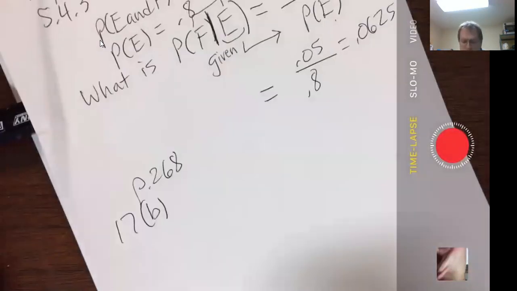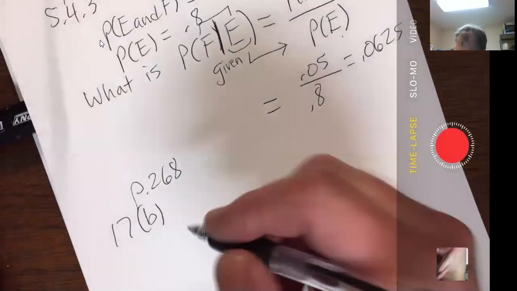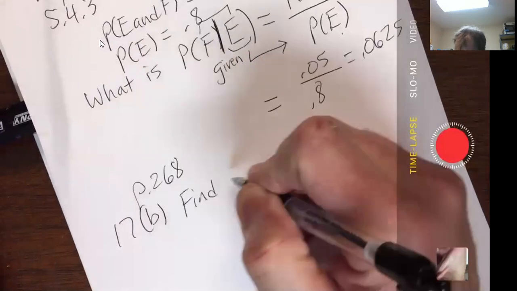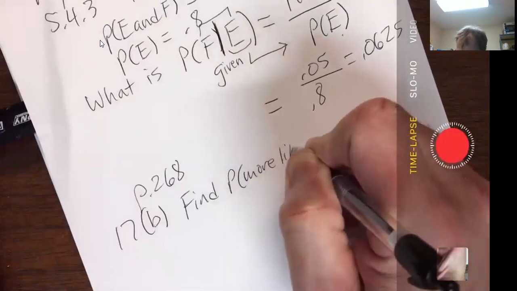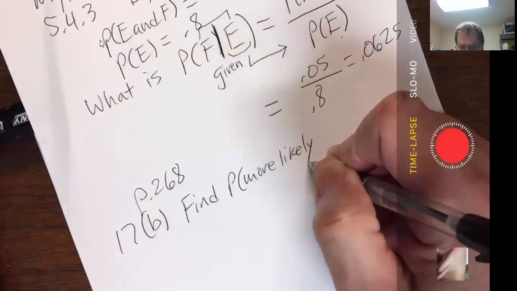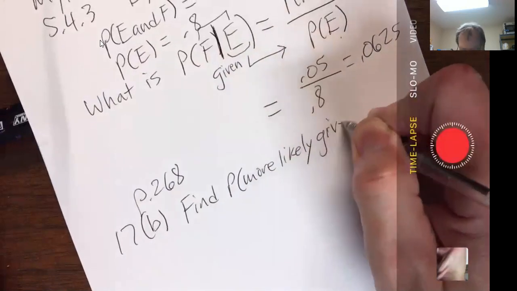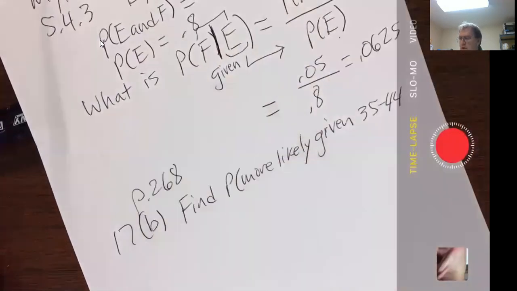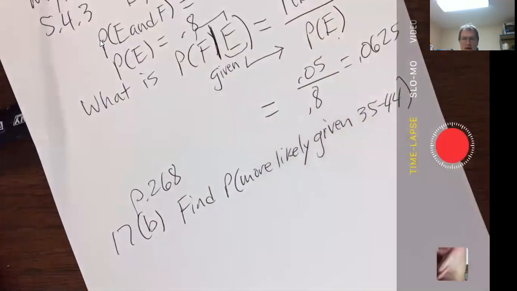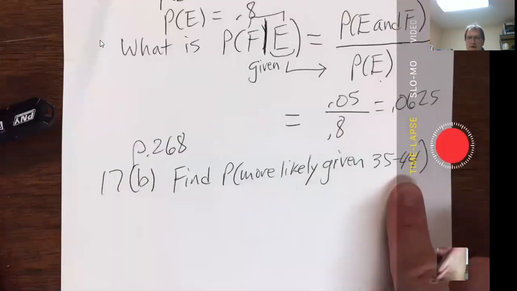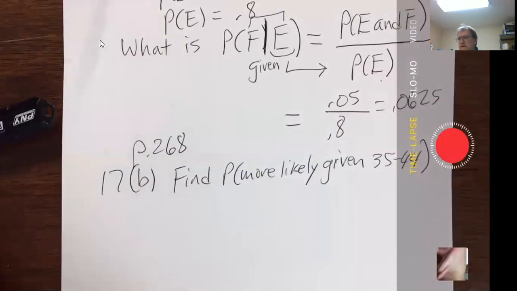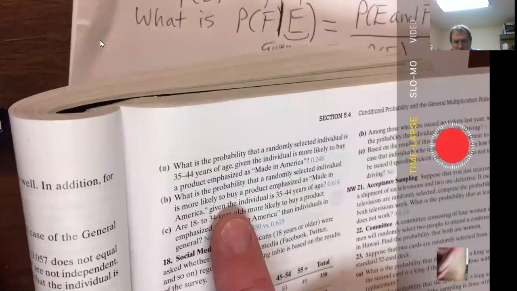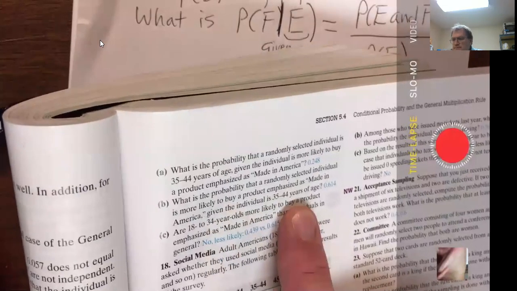Why don't we try B? Find the probability you're more likely to buy, given, they do use the word given, you're 35 to 44, which is really the backwards. They switched part A. Part A was 35 to 44, given you were more likely. So you can see that in part B they've switched it from part A. What is the probability you're more likely to buy given that you're 35 to 44?